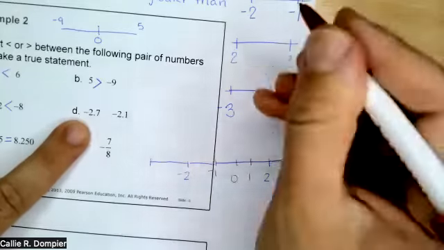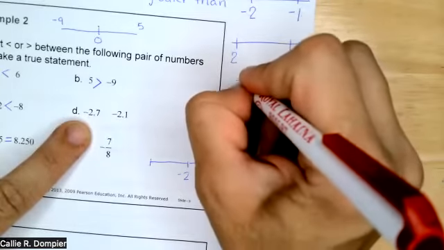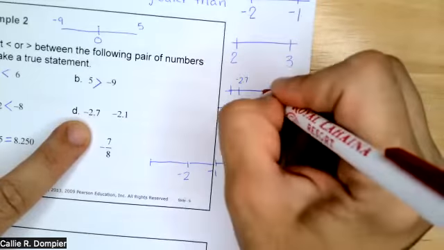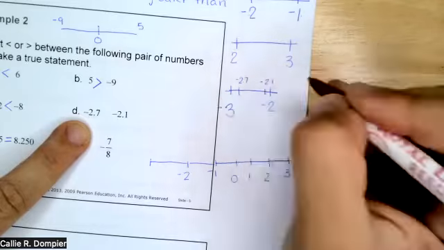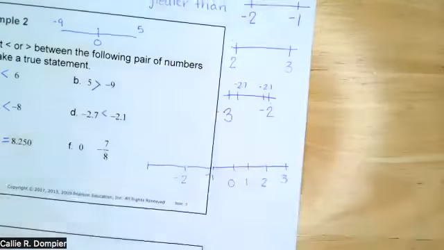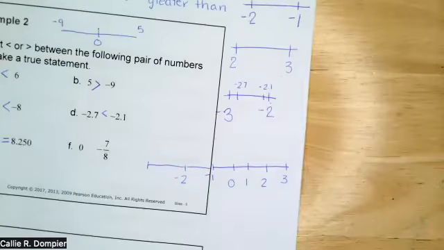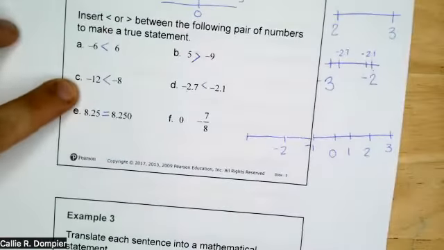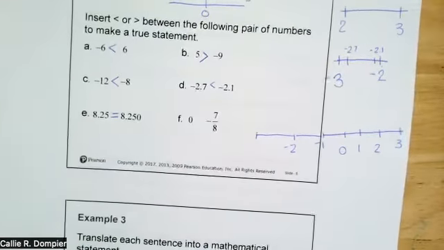So -2.7 is right here. -2.1 is right here, right? So that is less than. It is a smaller number because remember, the bigger the negative is, the smaller it is as an actual number.